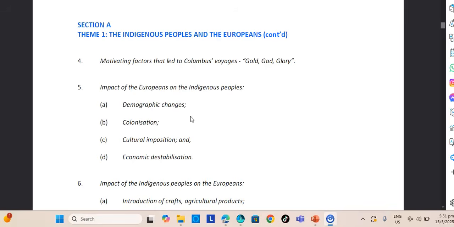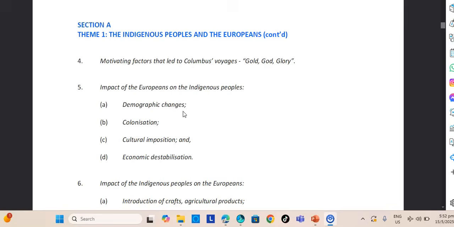Now, what were the causes of these declines? Can you think about it? What caused a decline in the indigenous population? One, diseases. The Europeans brought smallpox, measles, and other illnesses.